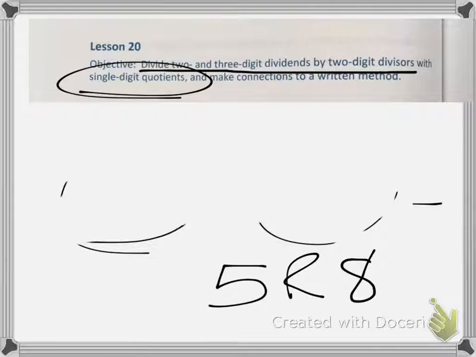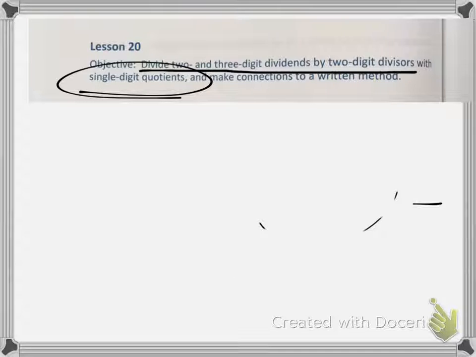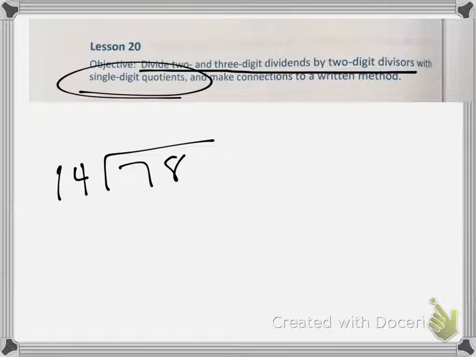And before we go over any of this, let's remember our steps to dividing. Our first step always is, after we set up the problem, so again, 78 divided by 14, first step is divide. Can 14 go into 7? No. Can 14 go into 78? Yes, we said 5 times.